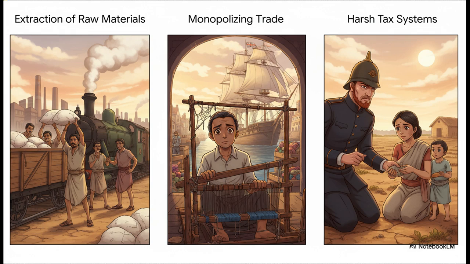First, they took all the raw materials they could, things like cotton, tea, and opium, and shipped them back to fuel British factories. Second, they set up a monopoly on trade, which absolutely devastated local Indian industries like their world-famous handloom weavers. And third, they put in place these really harsh tax systems designed to squeeze every last drop of revenue out of the land and the people working it.